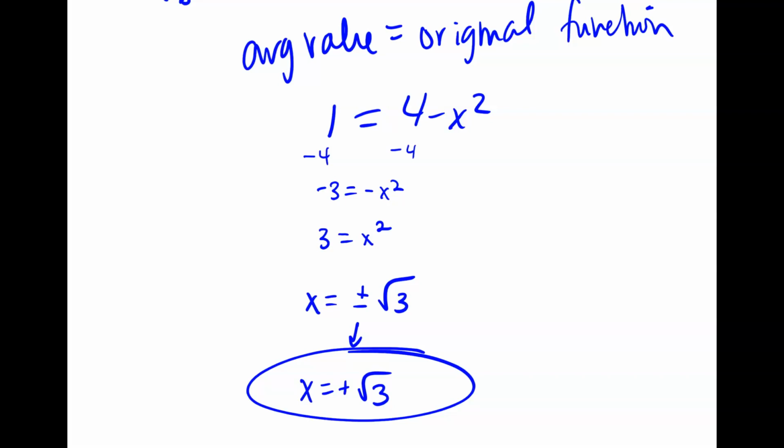So this is just the same thing. I literally went over this. Mean value theorem. How come only positive root 3 works again? Because negative root 3 is not in between 0 and 3. This is the only one that's in our interval.